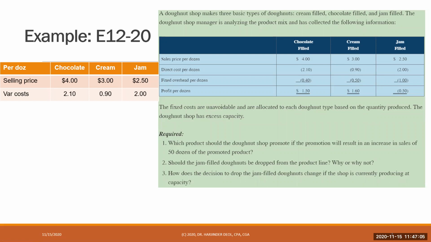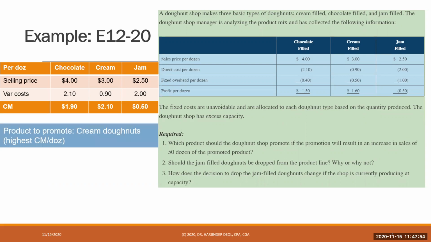So excluding the fixed overhead cost, if we were to calculate the contribution margin per dozen for these three types of donuts, we'll get, for the chocolate donuts, $1.90. For the cream-filled donuts, $2.10. And for the jam-filled donuts, 50 cents. So when we look at the contribution margins of the three kinds of products, we see that the cream-filled donuts have the maximum contribution margin per dozen. So if we could run a promotion that will result in more sales, our biggest bang for our proverbial buck would come from promoting the cream-filled donuts. That should be the product to promote. The answer to part one.